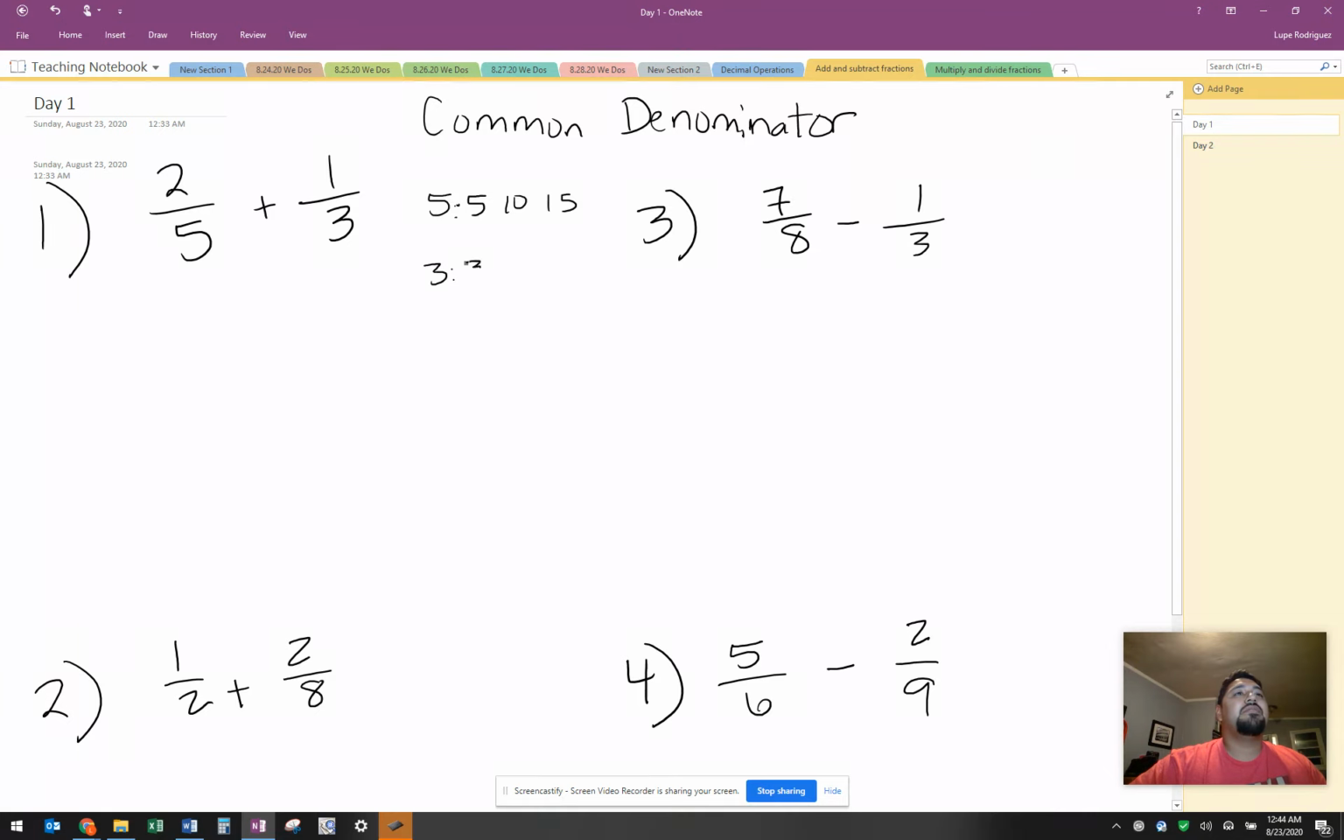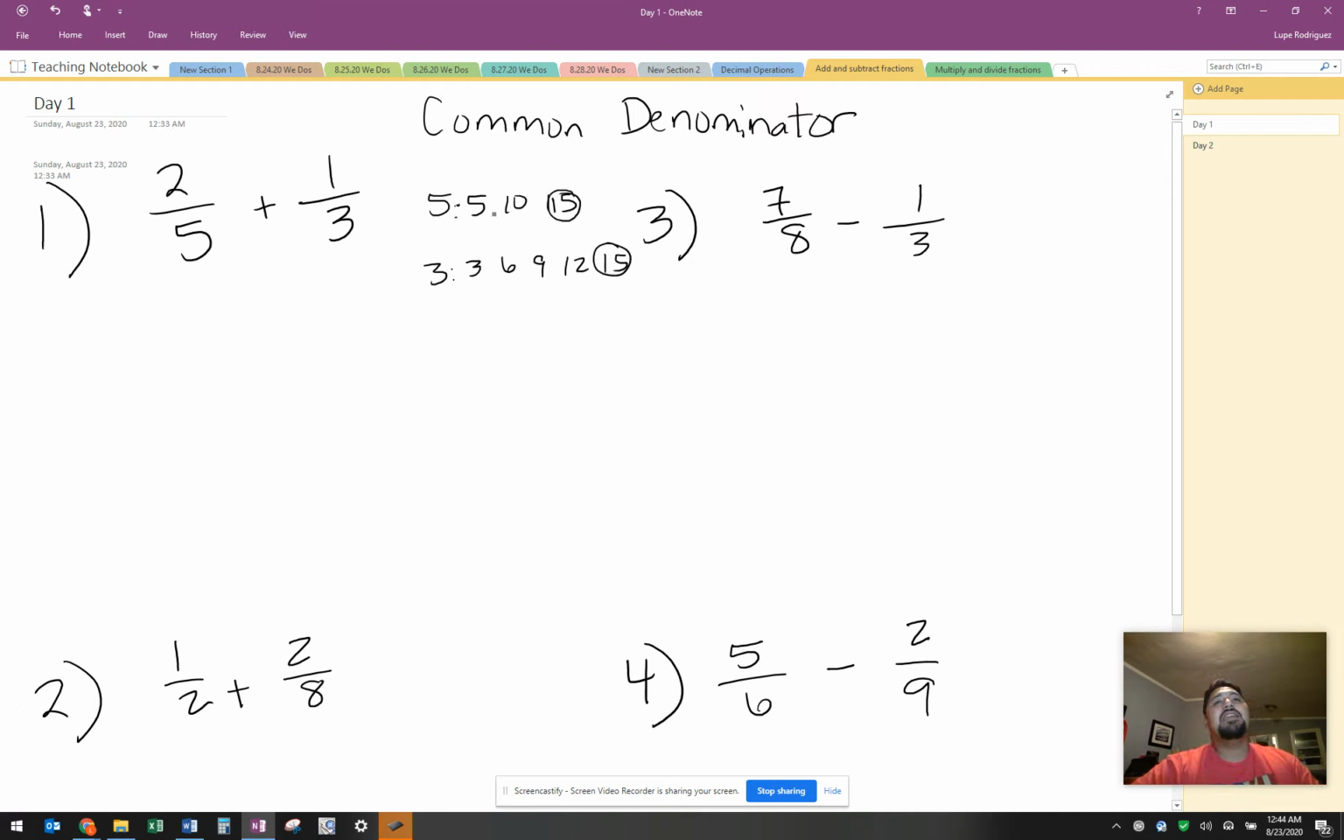3 times 1 would be 3. 3 times 2 would be 6. 3 times 3 would be 9. Well, I still don't have anything. 3 times 4 would be 3, 6, 9, 12. 3 times 5 would be 15. I see something. It would be 15.